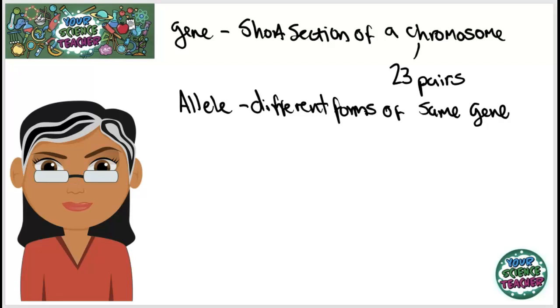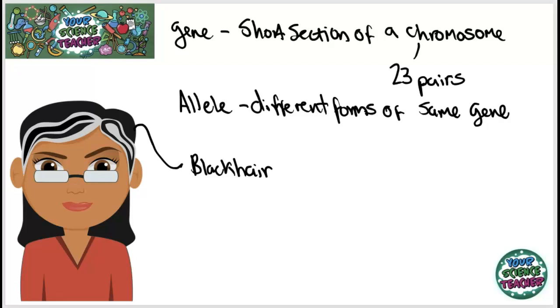So let's look at this woman over here and look at some of her characteristics and look at some of the alleles that could code for the proteins that show her characteristics. So this woman has black hair. Now, black hair is a dominant gene.